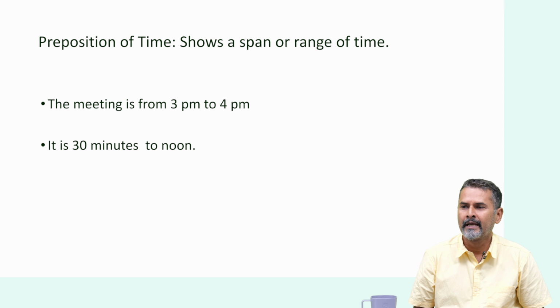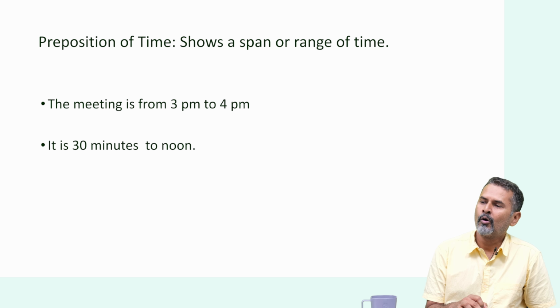Second example is it's 30 minutes to noon. Noon vare 30 minutes ആണ്. So again to translates to vare. We move on to the third use of the preposition to.